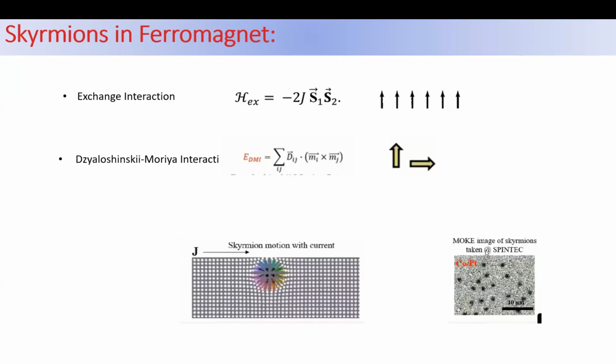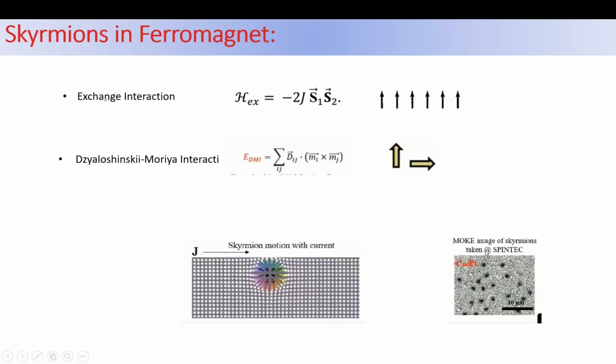So there are many types of interactions when we look into a ferromagnet. They are exchange interaction and anisotropy and the dipole interactions and other things. And when heavy metal and ferromagnet come together, we can see the Dzyaloshinskii-Moriya interaction also.